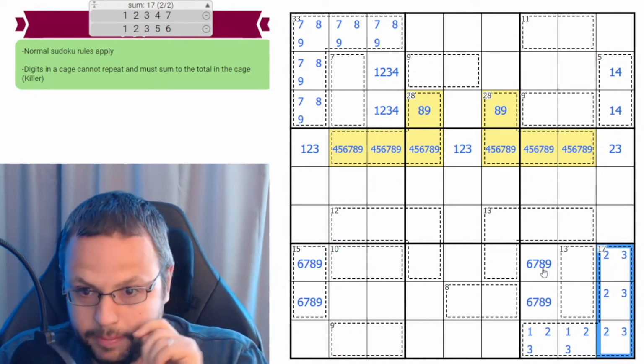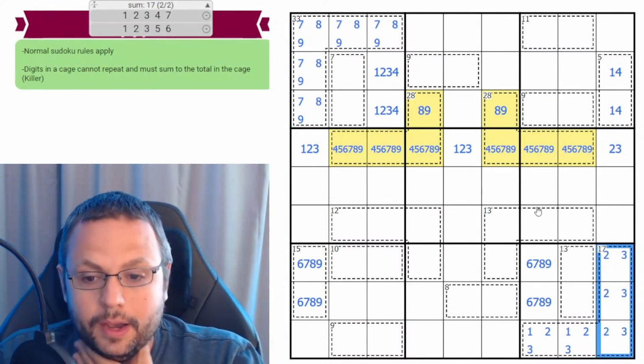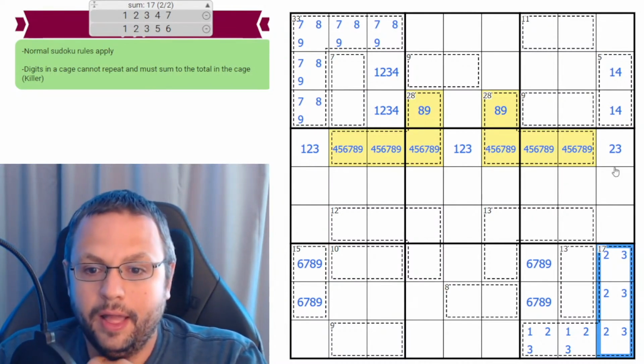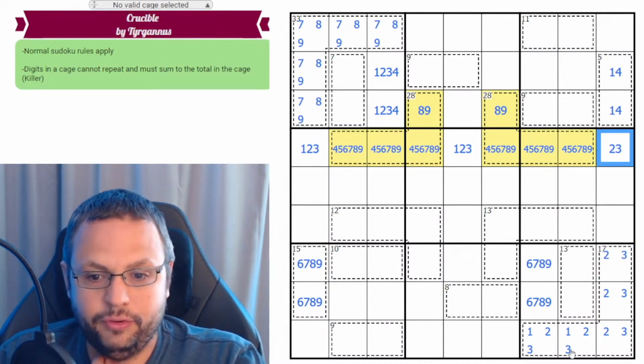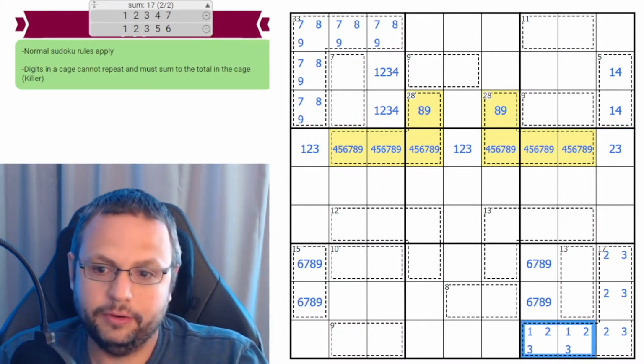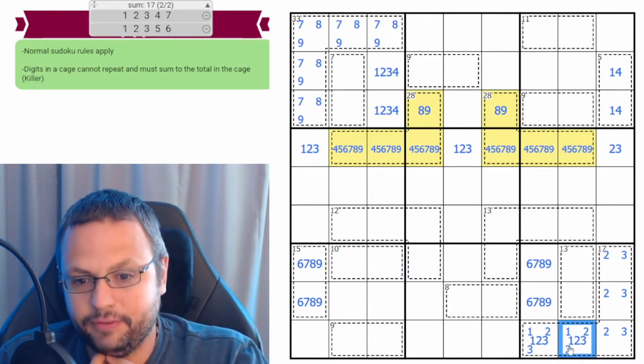Oops. Boy, my keystrokes are not great today. And so the 1 and this 2, 3 must show up over here. So these are, in fact, definitely from 1, 2, 3.